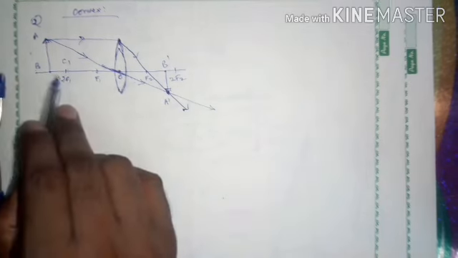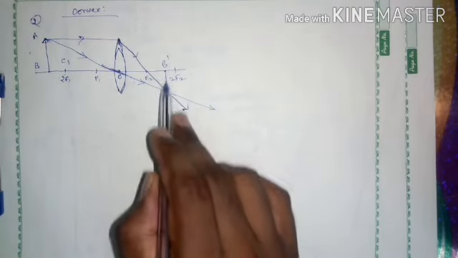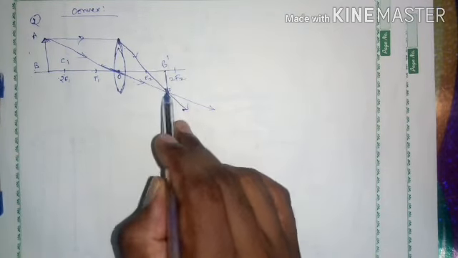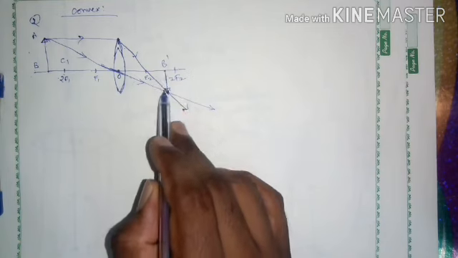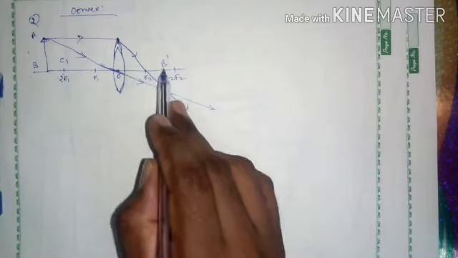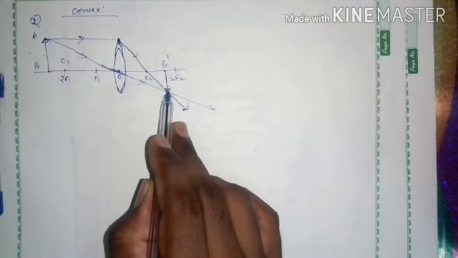So the object is placed beyond 2F1. The image is formed between F2 and 2F2. So this is the real and inverted image. Inverted, the position will be between F2 and 2F2, and the size will be diminished compared to the object size.